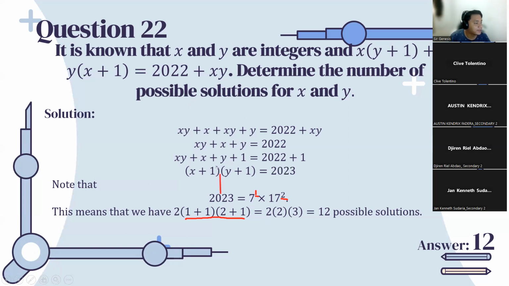So you can just get the factors, right? Because this is factored.